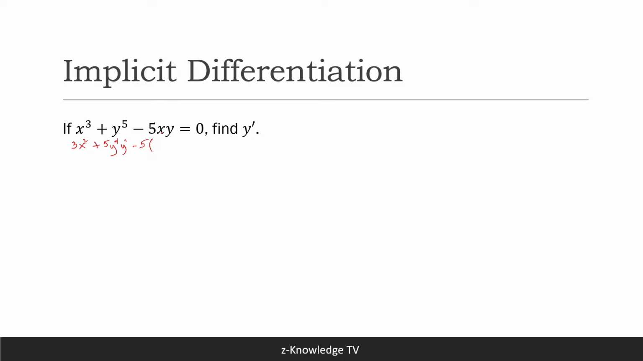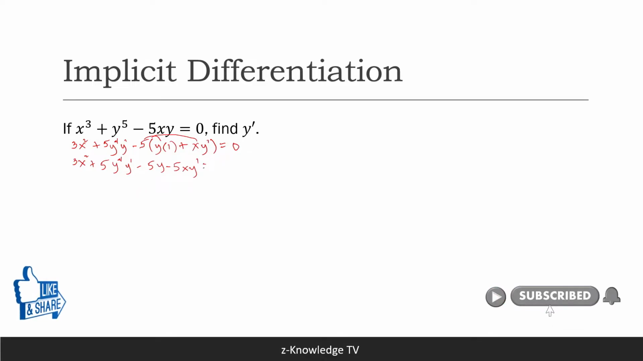Okay? So, differentiate ng x muna. So, copy lang natin si y. So, differentiate ng x is 1. Okay? So, plus, as is naman natin is x. So, differentiate ng y is y prime. Okay? So, is equal to 0. So, distribute natin. So, magiging 3x squared plus 5y raised to 4 y prime minus 5y minus 5x y prime is equal to 0.